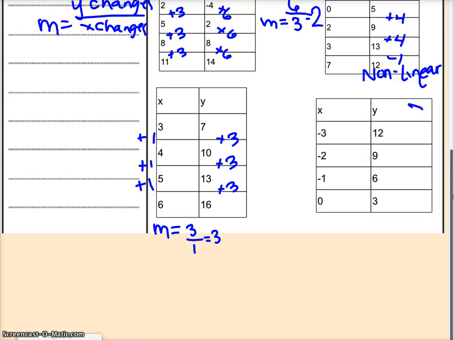Okay, again, I always go to my y side. What did I do to 12 to get to 9? -3. 9 to 6? -3. 6 to 3? That looks constant. Now let me check my x's. They have to be constant on both sides in order for it to have that constant rate of change. -3 to -2? No, plus, because you're getting closer. -2 to -1? -1 to 0? So that looks constant, so it's linear. So my rate of change, or my m, is equal to negative my change in y over my change in x, which is -3.